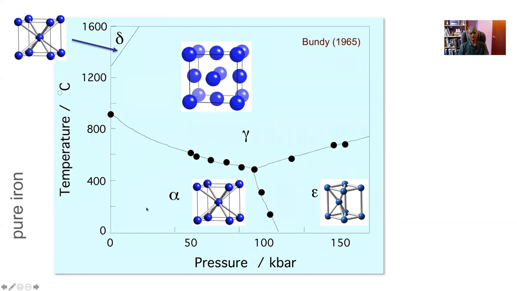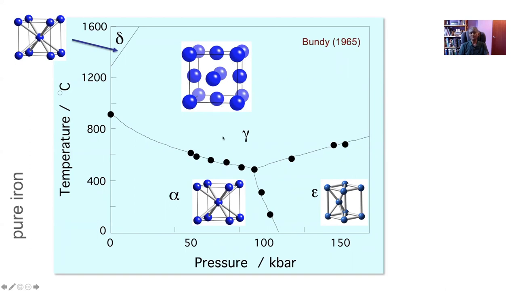If I increase the pressure, that will tend to transform into this hexagonal close-packed lattice, which has a greater density than the ferrite, okay? So generally speaking, when you apply pressure, the material wants to become more compact, and therefore you get a transition from alpha to epsilon, the body-centered cubic to the hexagonal close-packed lattice. If I raise the temperature, I get a face-centered cubic arrangement, which is known as austenite.